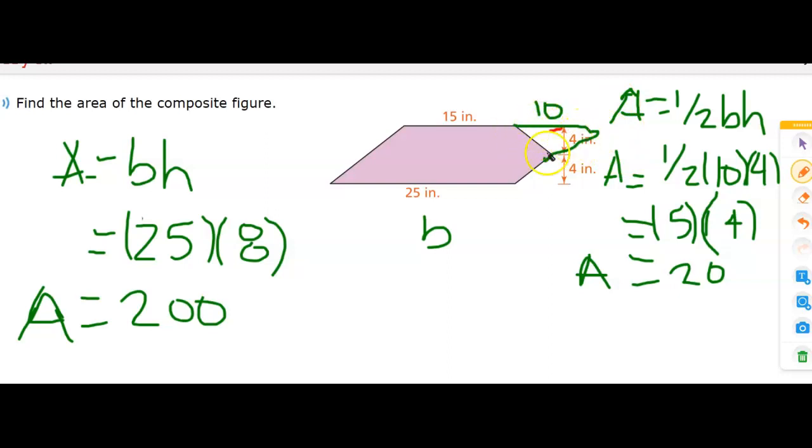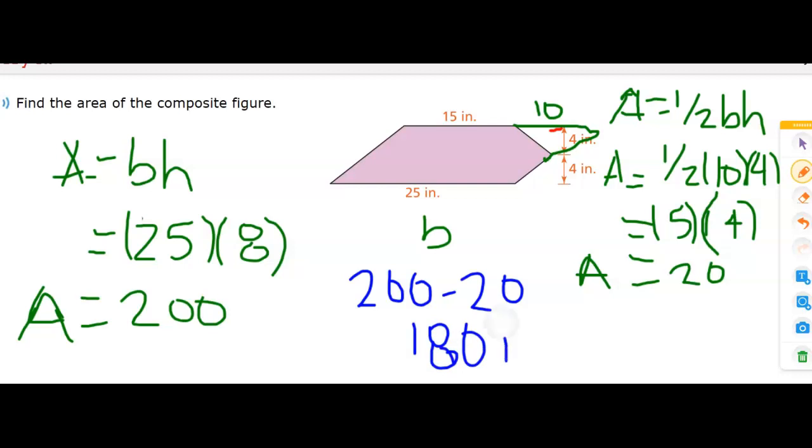Now, because I added this on so that I could find the area of this total shape, I only need the area of the purple part. So I'm going to take the area of the triangle I added and I'm going to subtract it. I'm going to take the 200 from the parallelogram and subtract the 20 from the triangle I drew. And then that's going to equal 180. And so the area of this composite figure is 180 inches squared.